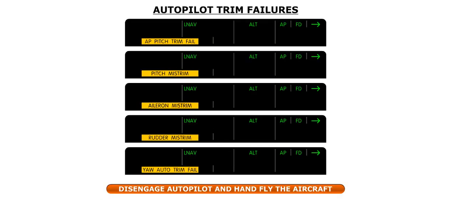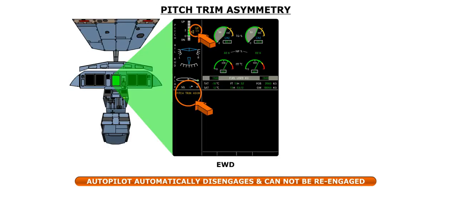An autopilot pitch trim fail, pitch mistrim, aileron mistrim, rudder mistrim, or yaw auto trim fail message on the FMA indicates a system failure. In this case, the crew's only option is to disengage the autopilot and hand fly the aircraft for the remainder of the flight. If a pitch trim asymmetry message appears on the engine and warning display, or EWD, the autopilot will automatically disengage and cannot be re-engaged.